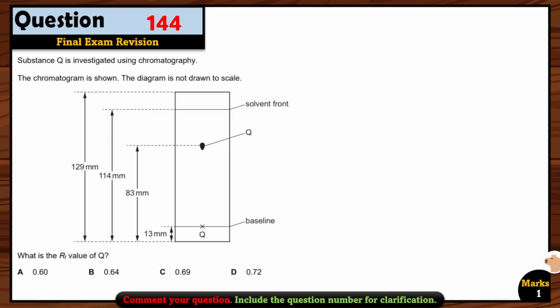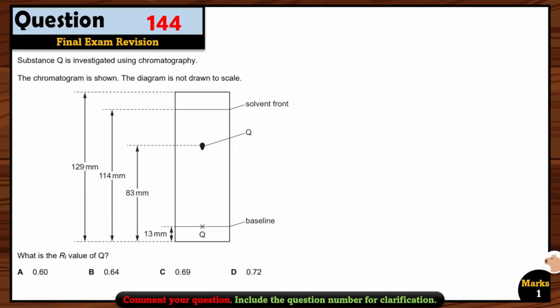Now let's see what is the RF value of Q. The distance traveled by Q is up till here, right? Can you see here? Yes. But the starting point should be the baseline, not from Q, from here, right? So your starting point is the baseline. So how do you measure? 83 minus 13, 70. So 70 is the first calculation you have to do. That is the distance traveled by your substance Q.